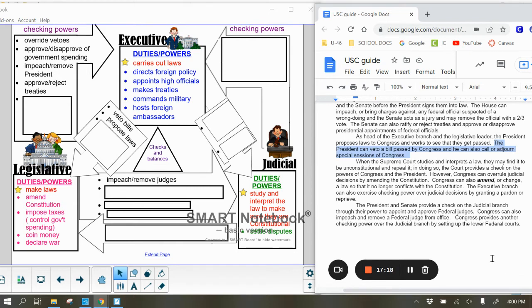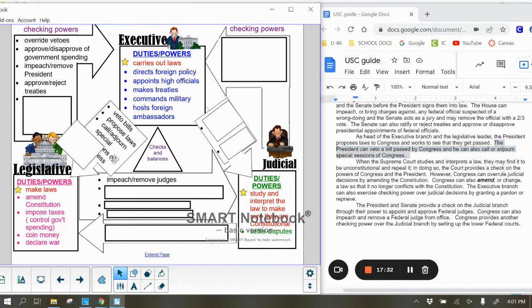The president can veto a bill passed by Congress, and he can also call or adjourn special sessions of Congress. So we already talked about the president doing a veto, right? We have that one right there. But he can also call or adjourn a special session of Congress. So that is the next one. Call or adjourn a special session of Congress. So that is how he is going to be checking up on Congress in that particular situation.